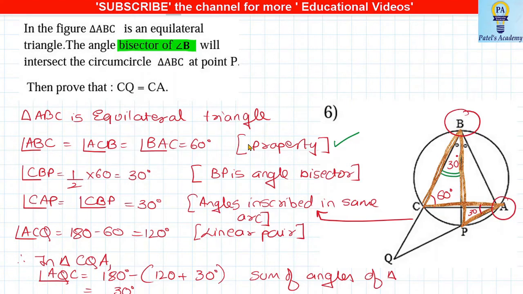Angle B and angle A are angles inscribed in the same arc. So angle A is also 30 degrees. Okay, that step I've written. So let me remove all other things which are not required now. Okay, so I got this angle A, see the figure, as 30 degrees.